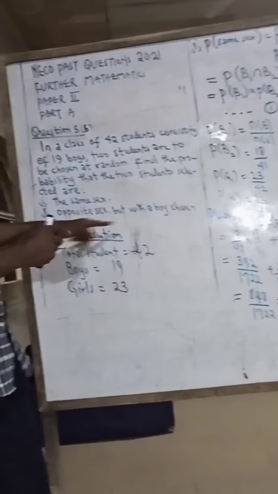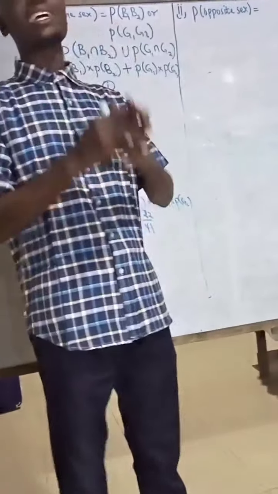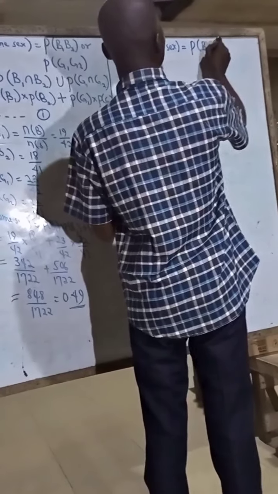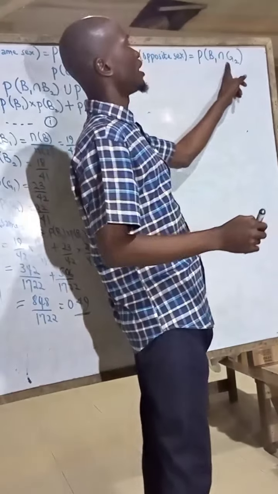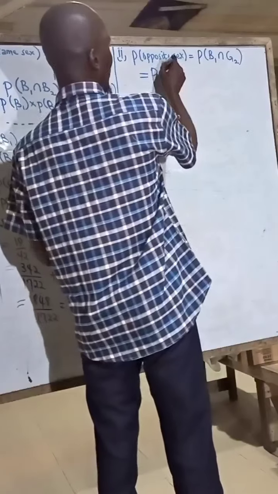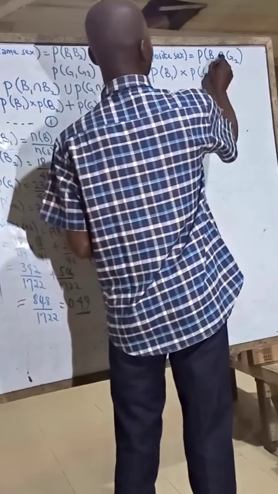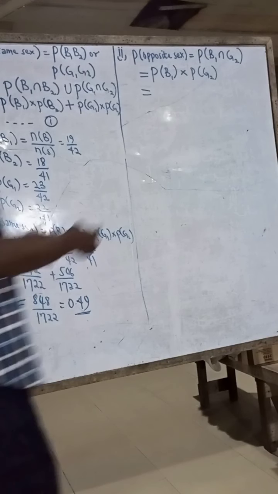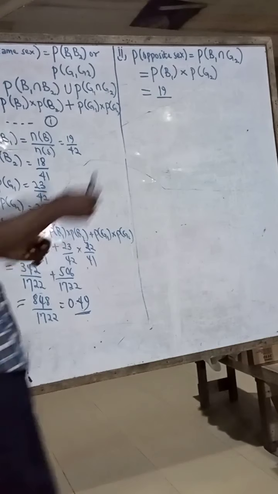But the question has said, with a boy choosing first. That means we have a restriction here. So we have to consider that boy is choosing first. That means this can be taken as probability of B1 intersection G2. As probability that boy is picked first and probability that girl is chosen second. So that's probability of boy first times probability of girl choosing second. So probability of boy pick first is total number of boys, which is 19, all over total number of all the students, which is 42.